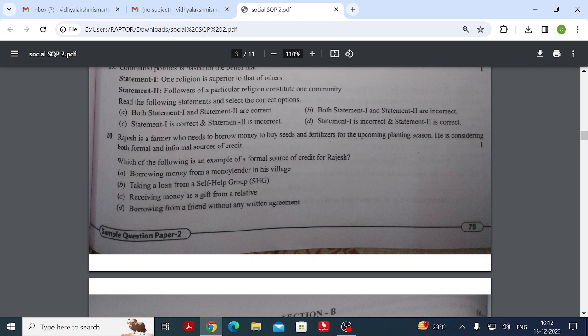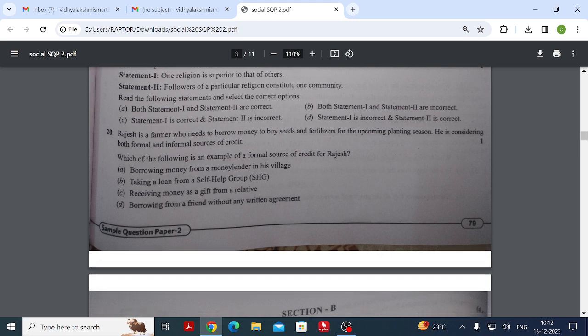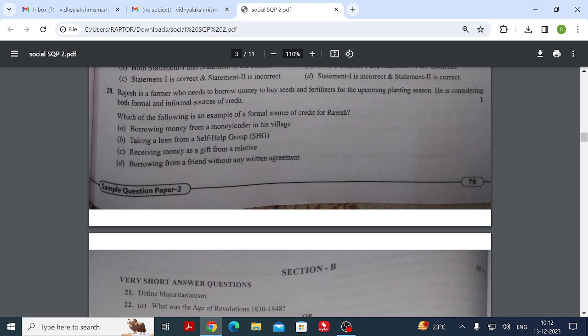That is what they are asking. Which of the following is an example of a formal source of credit? So automatically SHG. No, actually it's a government initiated program. When you consider SHG, they could deal with money. The main reason they can do this is that it is under the government guidelines. So it comes under self help group.